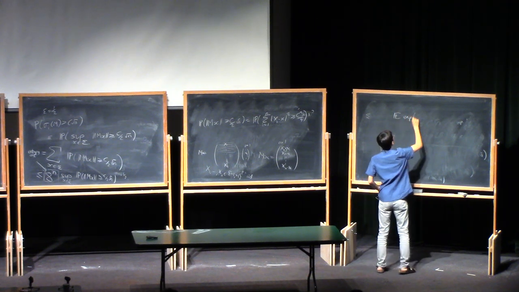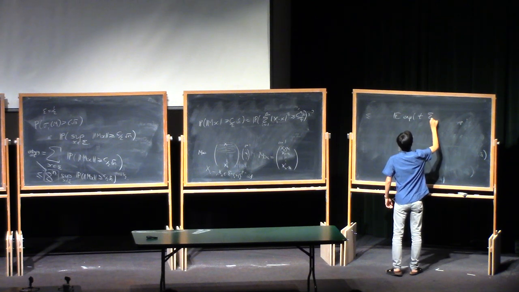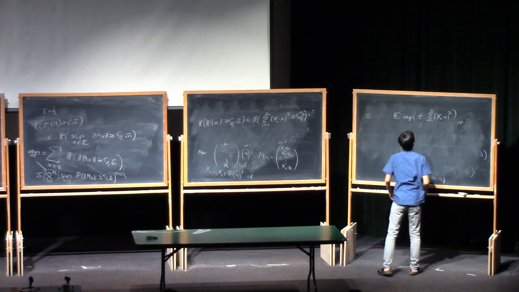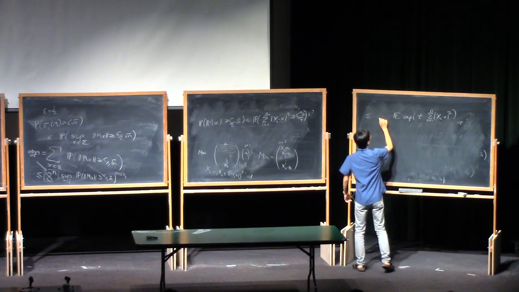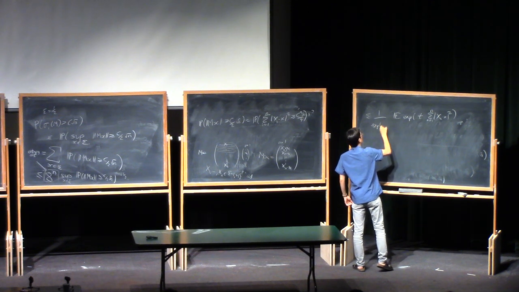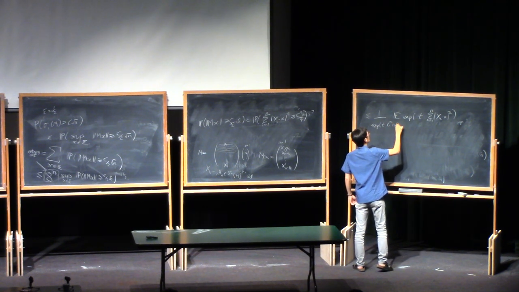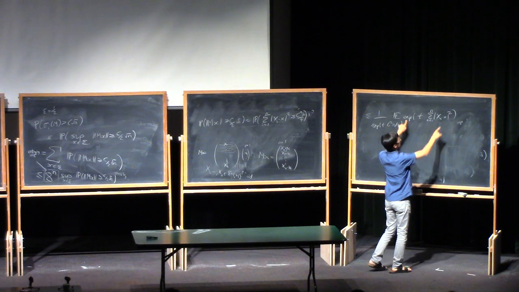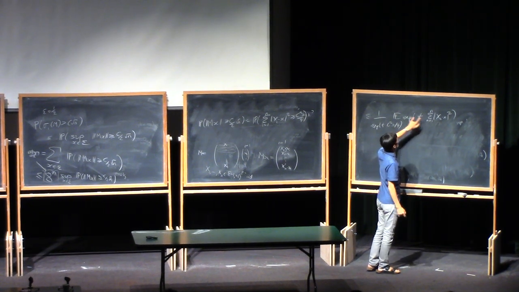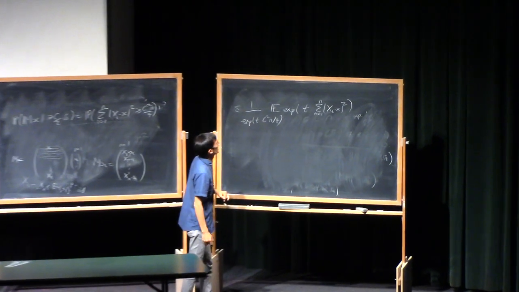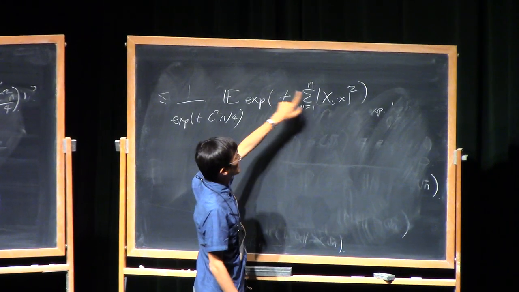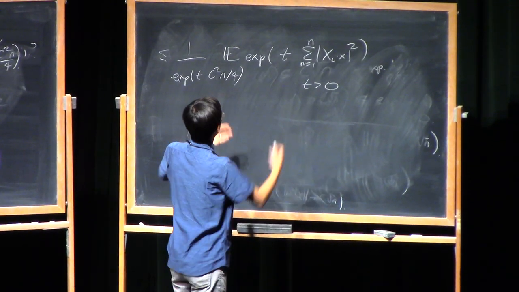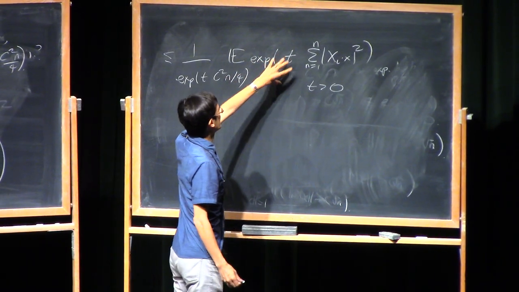You take some exponential moment here. Then you have to divide by exponential of t c squared n over 4. This is just Markov's inequality. The point is that this is something you can compute, because it factors quite nicely if you work it all out, because of all the independence. This is true for any t bigger than zero.